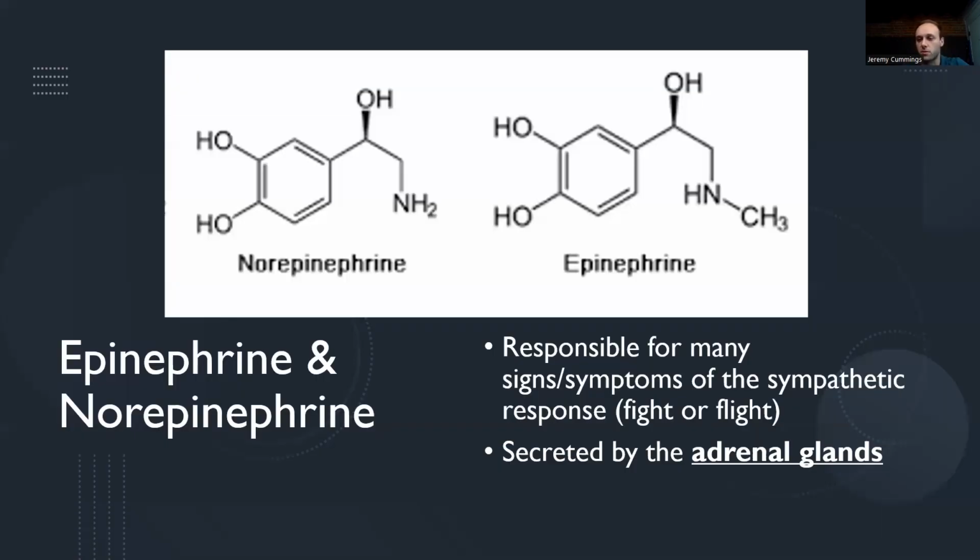So what is the difference between these two effects? So beta 1, again, relates to the heart. So they're going to increase the heart rate. It's going to increase the force of cardiac contraction, and it's going to speed up the electrical impulses that travel through the heart's conduction system.